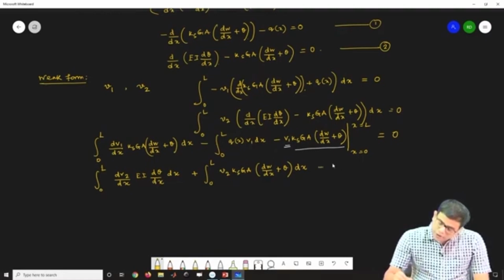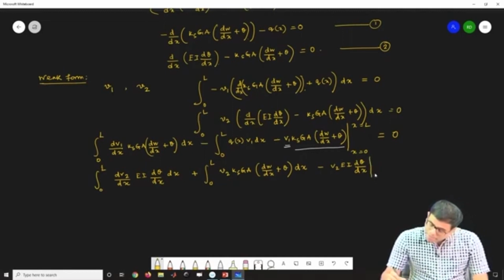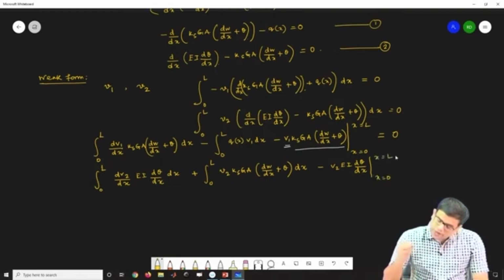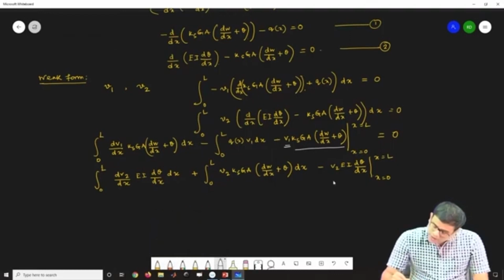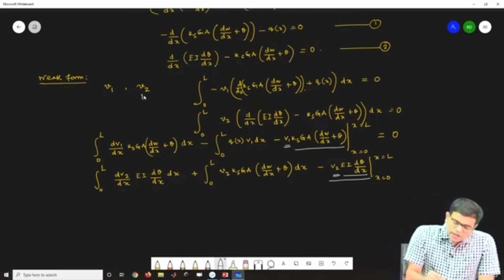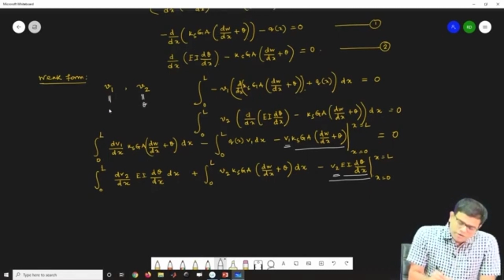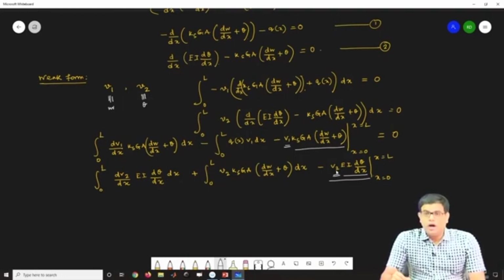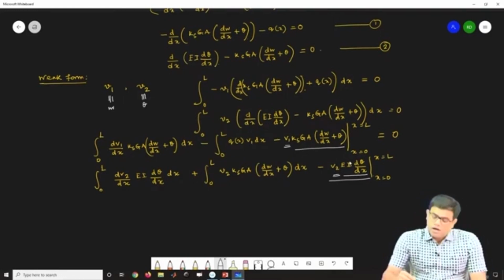So this boundary term will be your minus v2 into EI d theta dx. So naturally if you see this, then x equals to 0 and x equals to L. So this is your boundary term. So this term is essentially the moment, and this term is rotation, because v2 is corresponding to the variation or the weight function corresponding to theta, and v1 is the weight function corresponding to w. So naturally this v2 has to be the rotation. So either shear force and displacement has to be specified, or the moment or the rotation has to be specified.